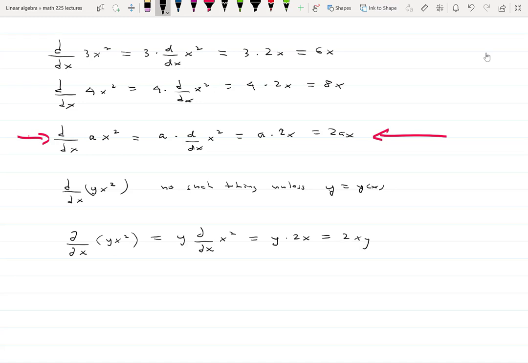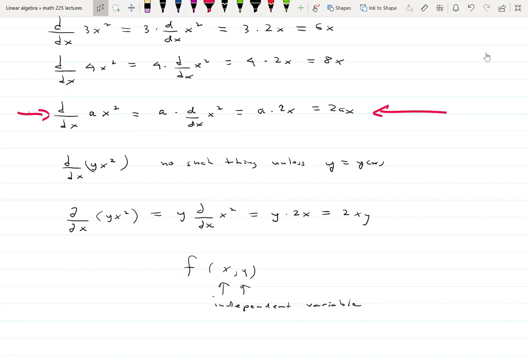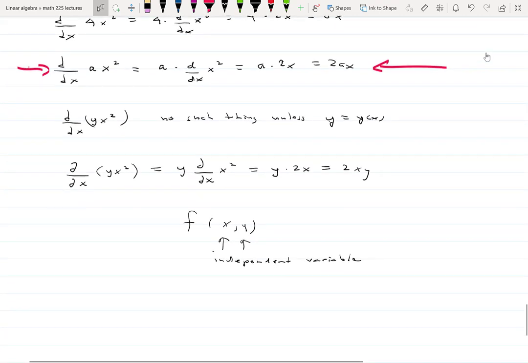So here's the bottom line. If you want to find a partial derivative with respect to x of a function, algebraically you do that by holding every other independent variable fixed. Remember, in a function f of x, y, the independent variables are x and y. So when you're taking a partial derivative with respect to x, you hold every other independent variable constant. In a function of two variables, there's only one other independent variable. If it's constant, you can factor it out of the differentiation process.